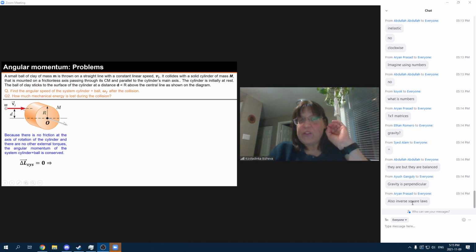So we can say that the delta L for the entire system is going to come to 0, which means that L of the system before the collision should equal L of the system after the collision.